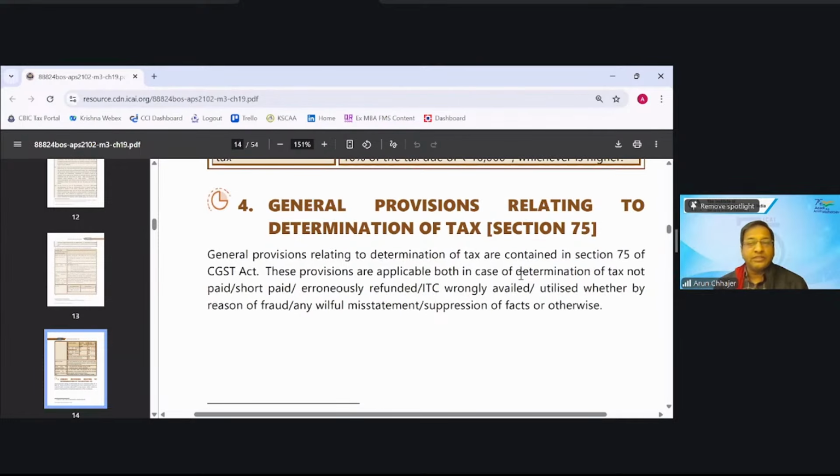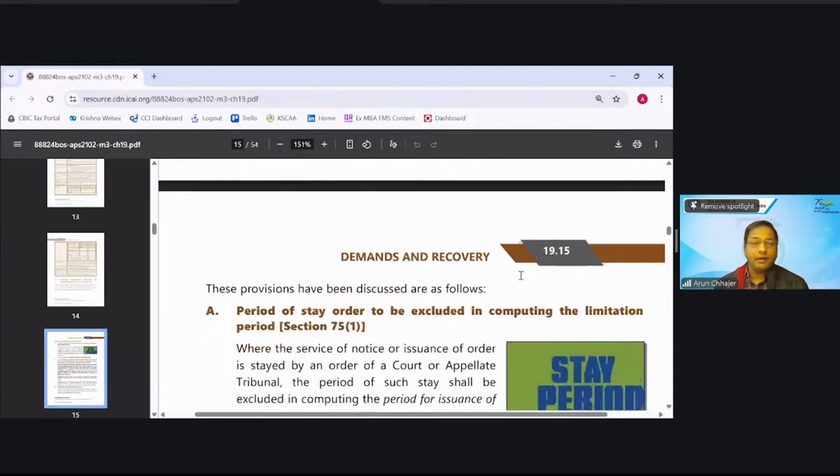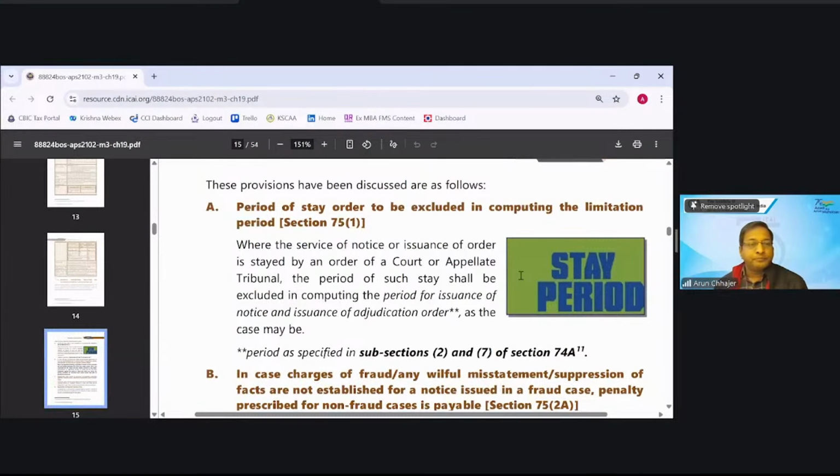General provision relating to the determination of the tax. They are talking about the general provision. So, if the demand is being stayed, or where the service of the notice or issuance of the order is stayed by the court or tribunal, then the period of the stay will be excluded in counting the limit of 4.5 years, 3.5 years, 6 months, etc. For whatever time period they cannot issue the notice or order, that stay will be excluded.